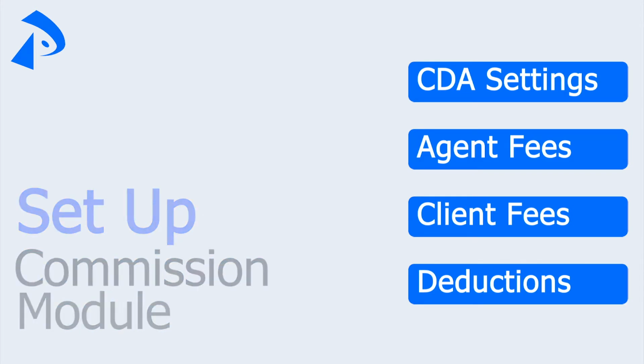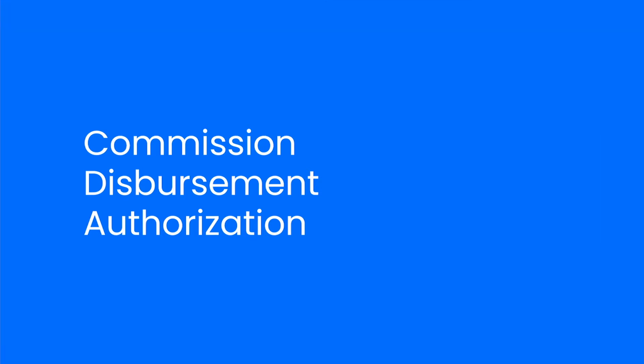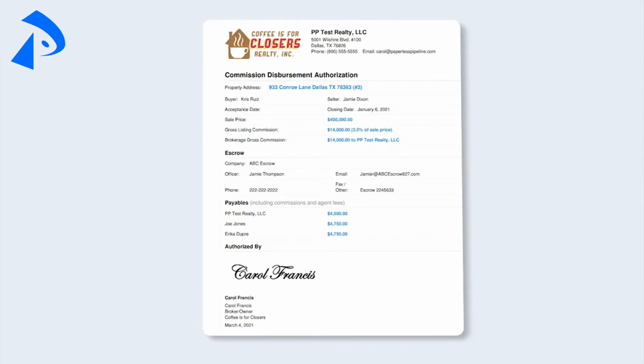One of the awesome features of the commission module is that the system will automatically generate a commission disbursement authorization form, sometimes called a commission demand letter, when you manage commission on a transaction. Here's an example of what the commission disbursement looks like. This document basically instructs the title company, escrow, or closing attorney on how to disperse commission for a transaction.